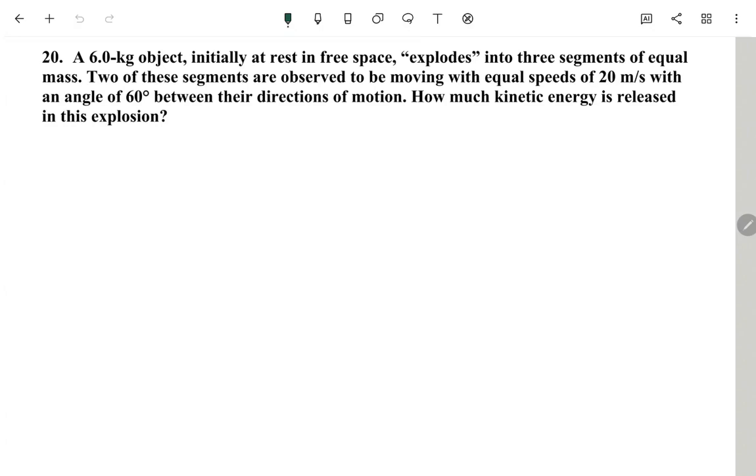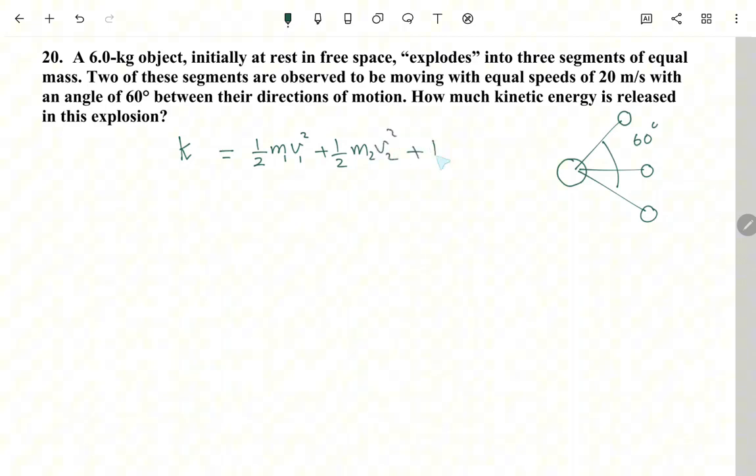Now let's see here. A 6 kilogram object splits into 3 pieces like this, 1, 2, and 3. The masses of these 3 pieces are the same, and the angle between two of them is 60 degrees. We would like to find how much energy is released from this explosion. Now let's calculate. K, the kinetic energy, is equal to half M1 V1 squared plus half M2 V2 squared plus half M3 V3 squared.